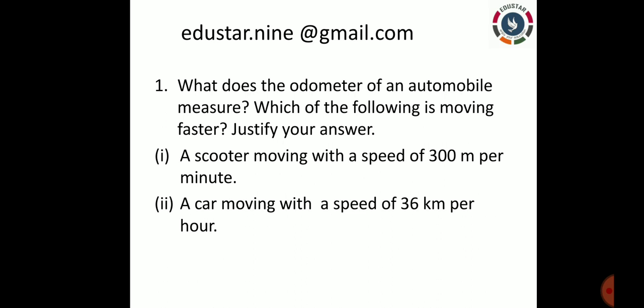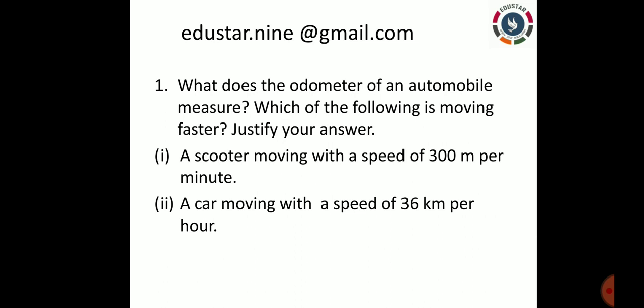Okay. Which of the following is moving faster? So two cases are here. So among these two cases, you should calculate which is moving faster. A scooter moving with a speed of 30 meter per minute. So per minute 30 meter. Here the SI unit of distance is given in meter, but the time is given in minute. So just change that 1 minute into seconds. Okay, 60 seconds you will get. So if you want to find out the speed of this scooter, use the formula distance by time, you will calculate it. Okay, in the same way you just find out for the second case also.